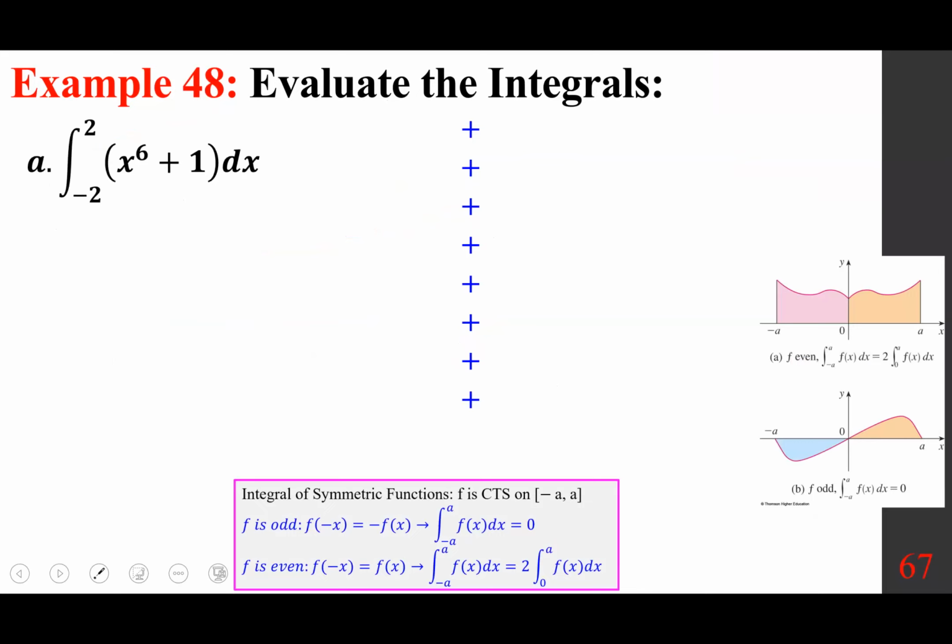We want to evaluate the integral of x to the power of 6 plus 1 dx as it goes from -2 to 2. And I want to remind you of something as far as even versus odd function is concerned. First and foremost, when you look at an even function, that means symmetric with respect to the y-axis. Odd function symmetric with respect to the origin. So in the case of an odd function, f of minus x is minus f of x. In the case of an even function, f of minus x equals f of x.